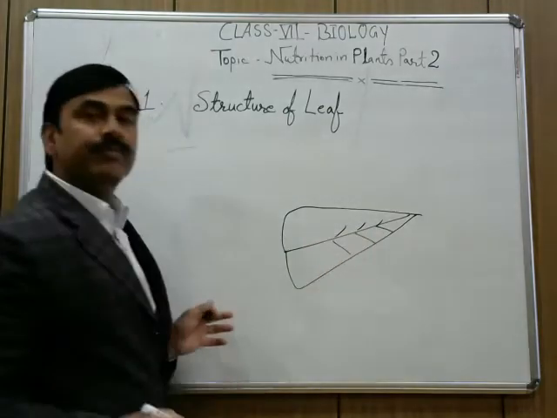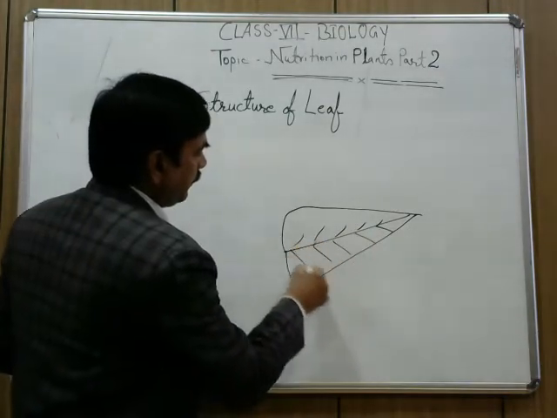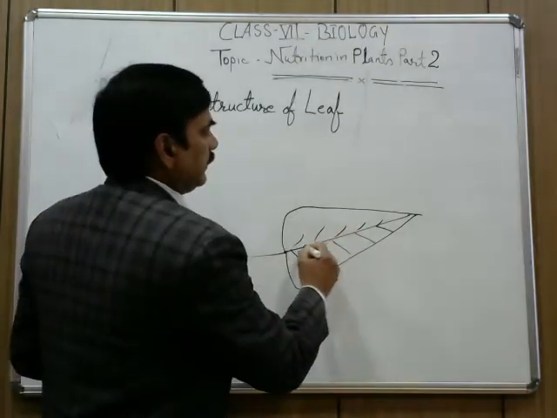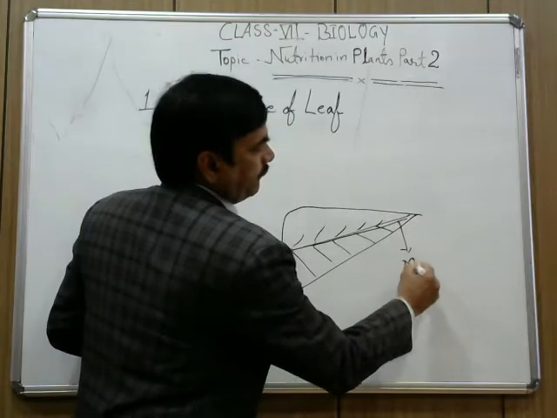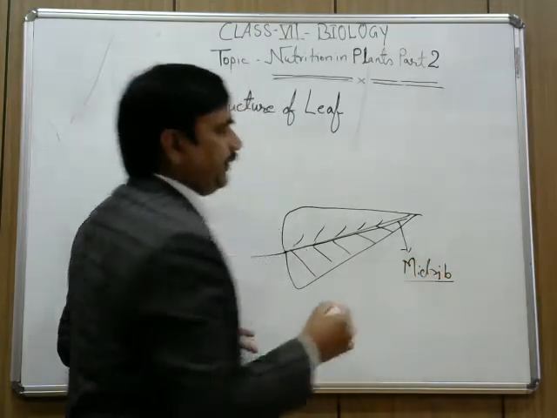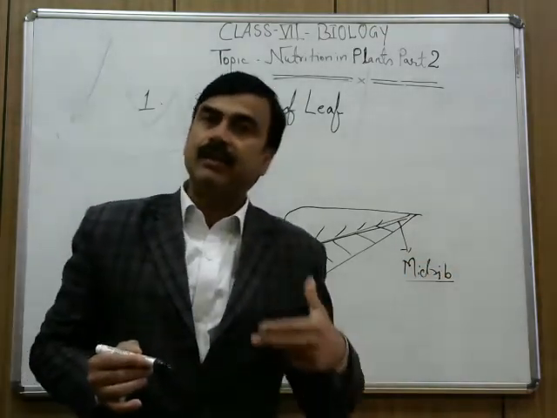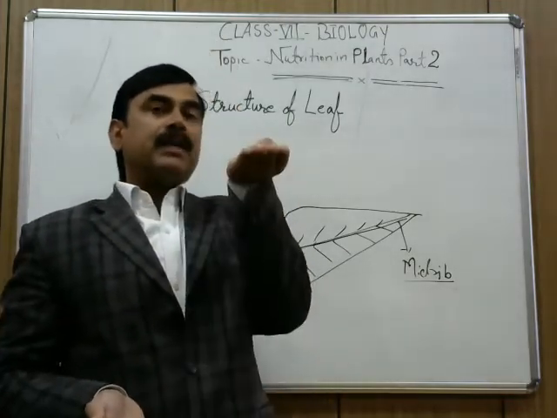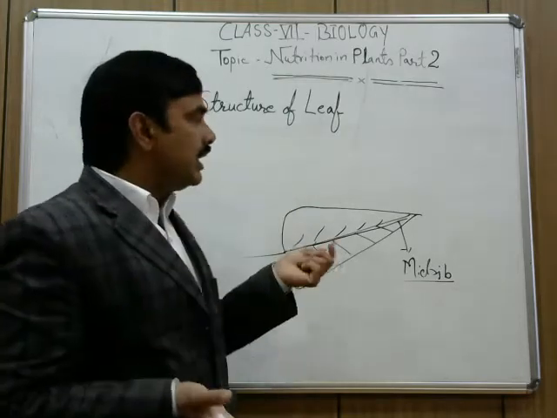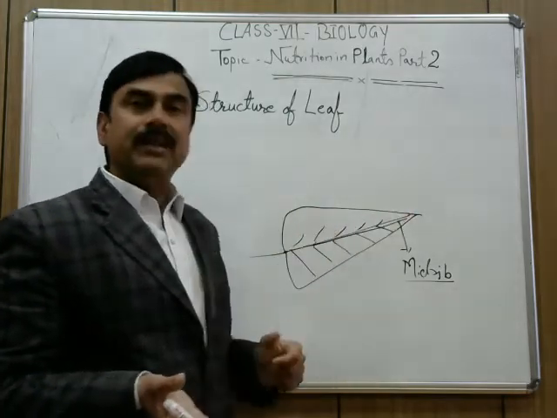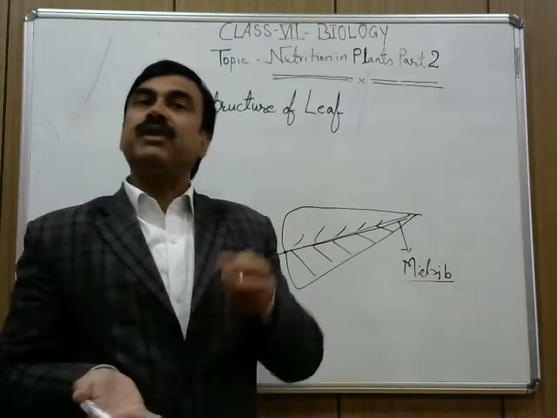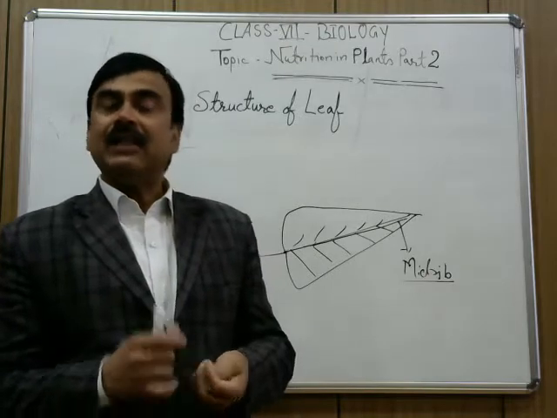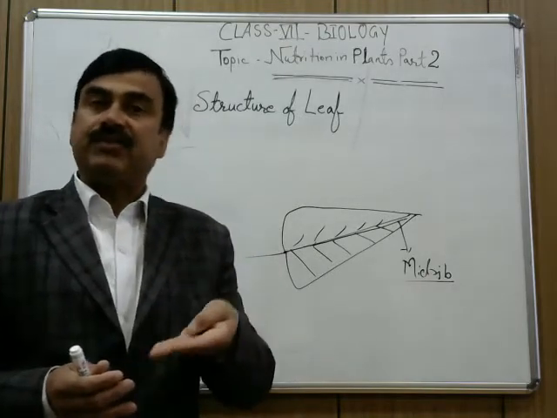the structure of the leaf. When we start the structure of the leaf, you will see there are two surfaces, upper surface and lower surface. I am not going to tell you about apex, blade, margin. No. There are two surfaces. One is the smooth upper side, which faces the sunlight, and the lower surface is a little bit rough.